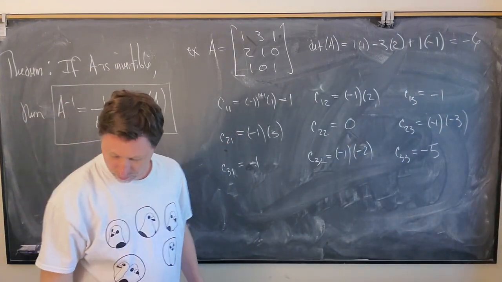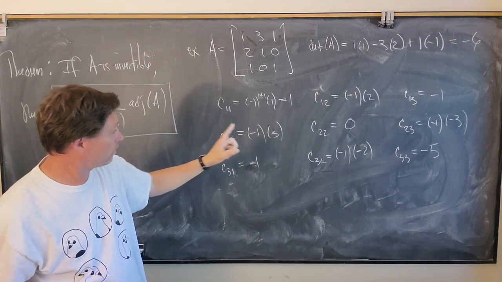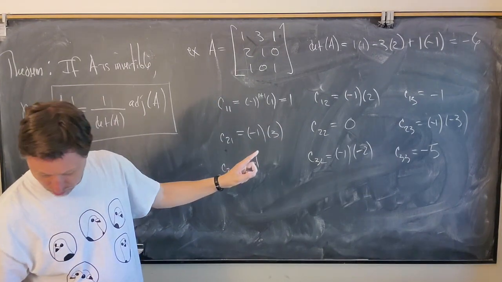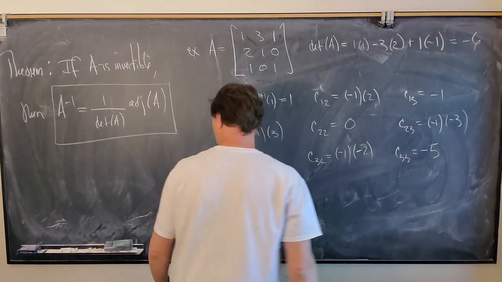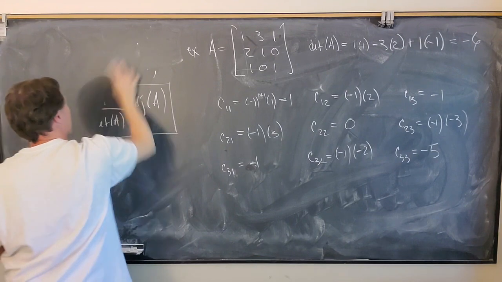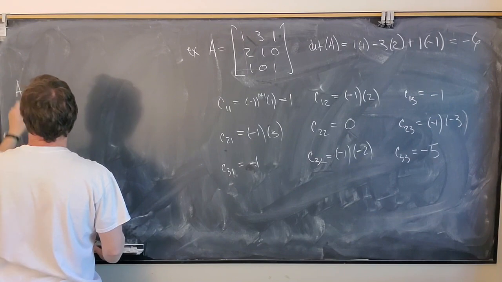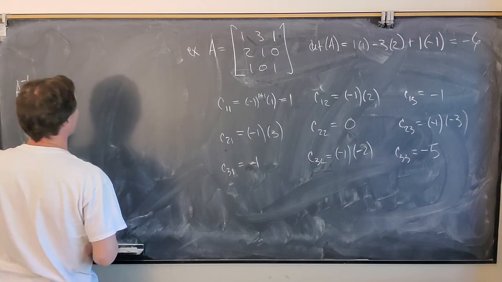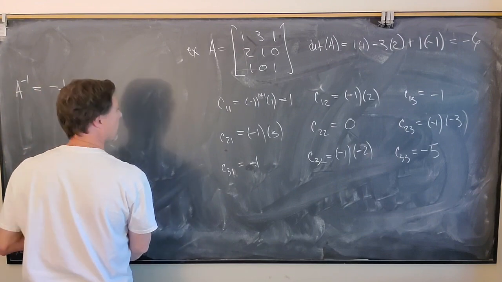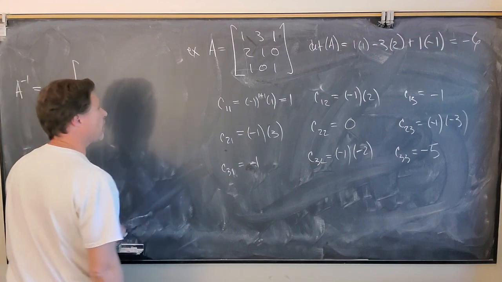So let me just check all my numbers here. 1, negative 2, 1, negative 1, negative 3, 0, positive 3, negative 1, positive 2, negative 5. Yep, okay, so those are the cofactors. So now A inverse is going to equal 1 over the determinant of A, so that's negative 1/6, times the adjoint, which is going to be the transpose.